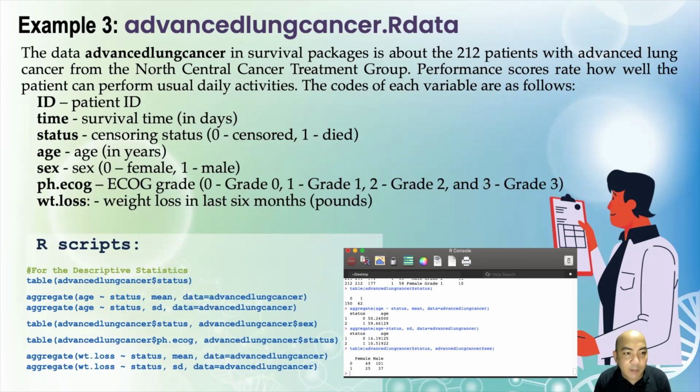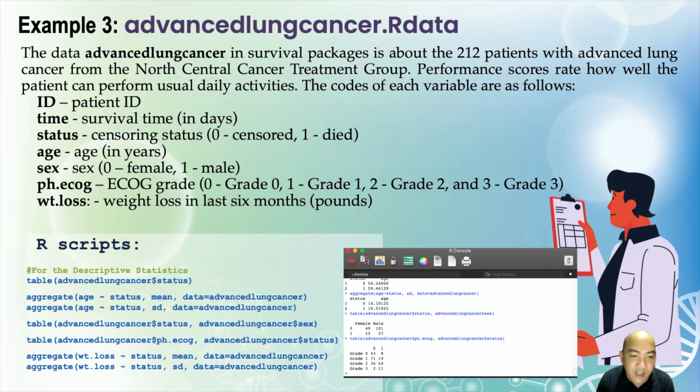Then next, we may also count how many of them died and how many are censored according to different ECOG grades, grade 0 to grade 3, using table, parenthesis, advanced lung cancer $ph.ecog, and advanced lung cancer $status.